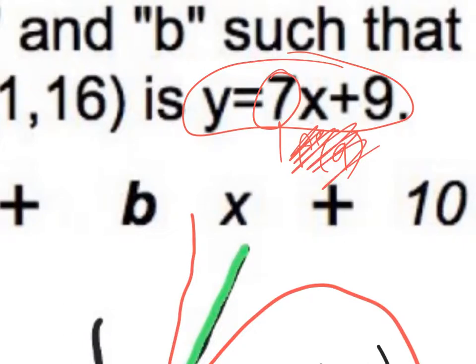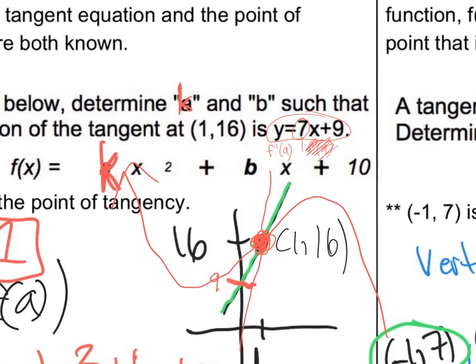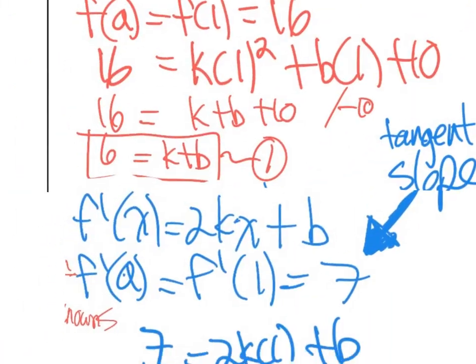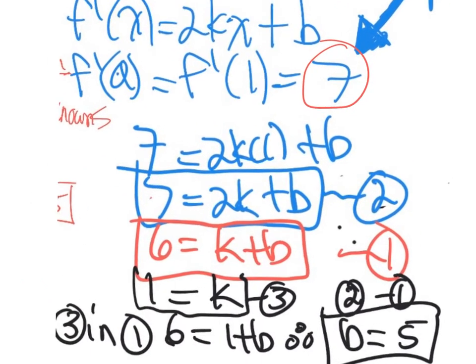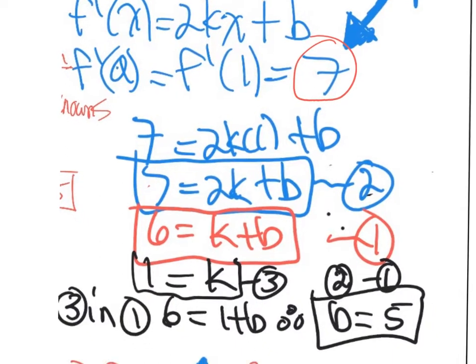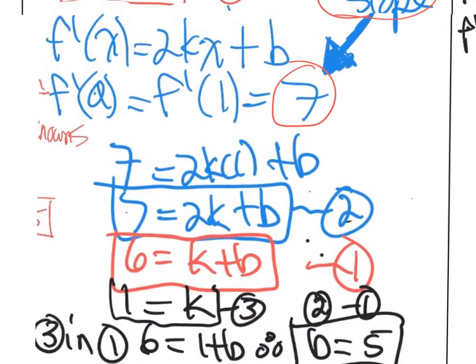It's not a very good f prime, is it? F prime at a. So that is the slope of the tangent. Y equals mx plus b, and m in this case is the tangent slope. So I can set the tangent slope function equal to 7. Okay, that's the tangent slope. It's given. So then I go through and I substitute everything in.